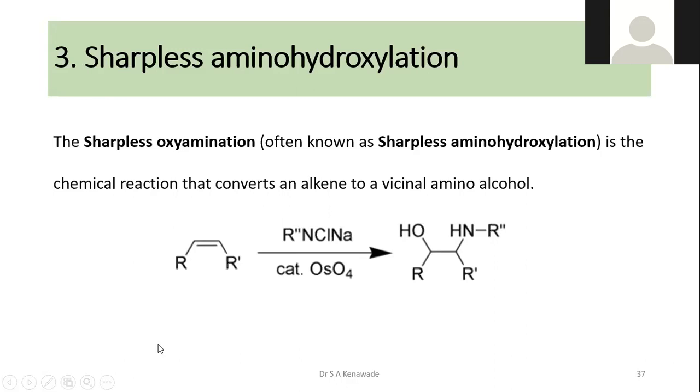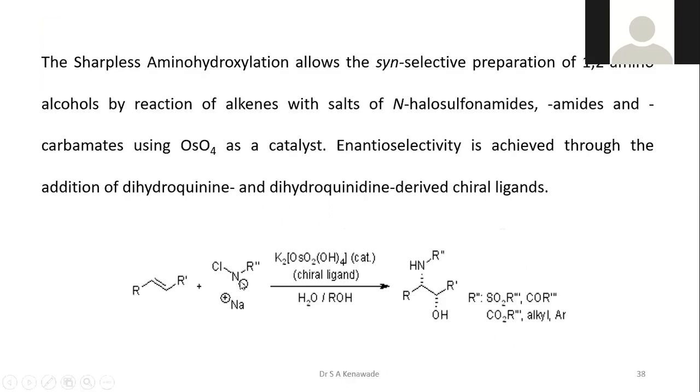This is your alkene. The reagent is tertiary amine with its salt and catalytic osmium tetroxide. Then it will form, or it will convert to, vicinal amino alcohol. Then this is your tertiary ammonium salt, which comes in contact with your alkene to form this vicinal amino alcohol.